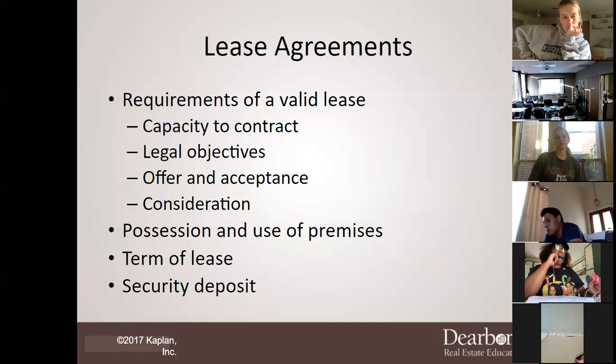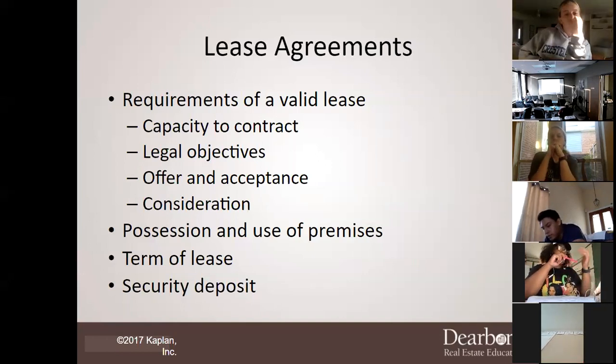And they're going to have the right to possess and use the premises for the term of the lease. And there has to be a security deposit that's put in, in case the tenant destroys the home or something like that. The landlord can take that money. Yes, sir. Can I apply my security deposit to my last month's rent?